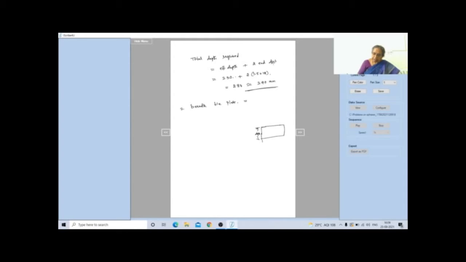and then breadth. Okay, so here it is given in clause number 7 in the same clause, the effective depth and width, page number 51 of IS 800 2007.